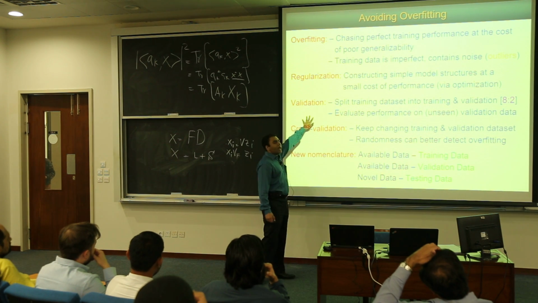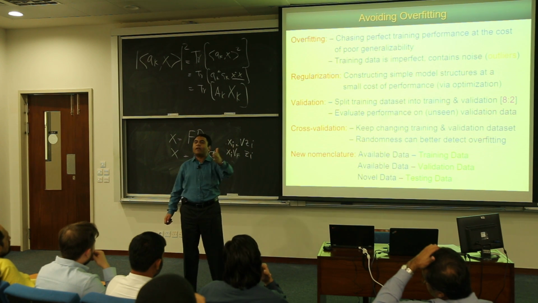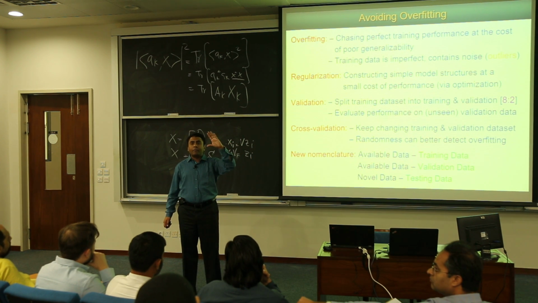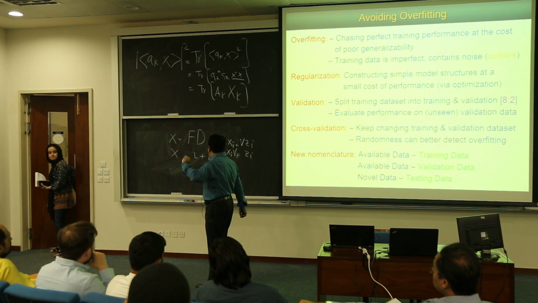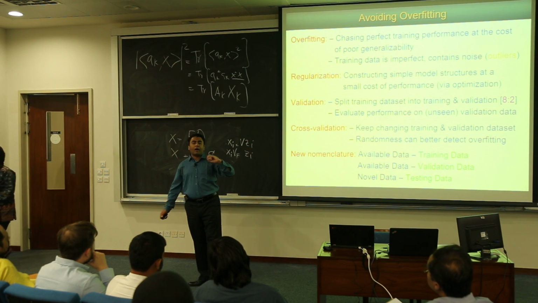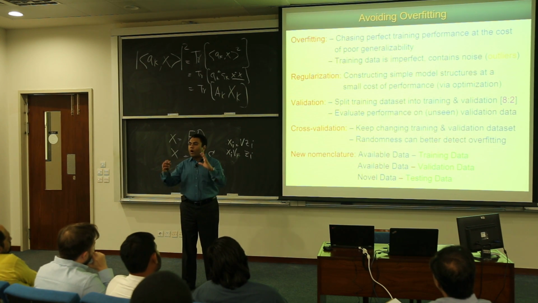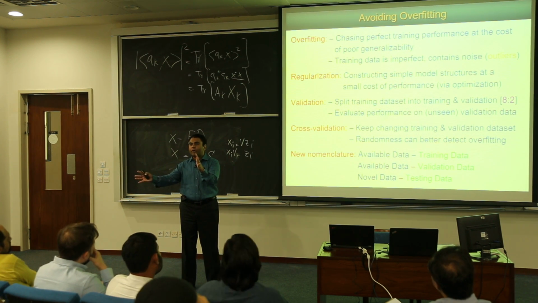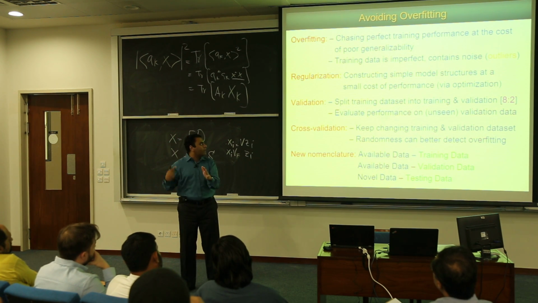Another way is that we have to validate. That's very important. You always split your training data into training and validation data. That's what we did. If you remember, we had 216 samples, 160 was training data and 56 was validation data. So you always separate a validation component from the training data that you use to guide your learning. That's very, very important.